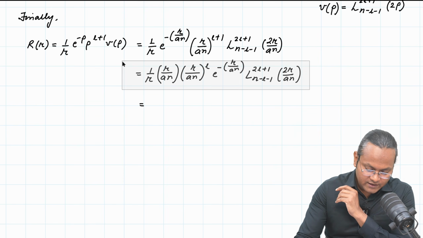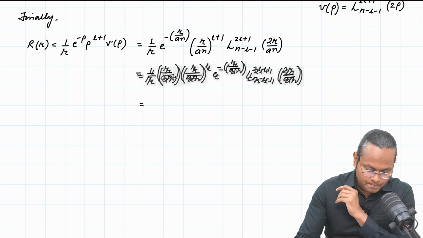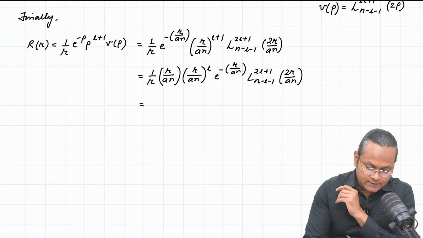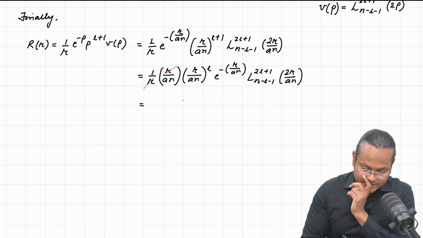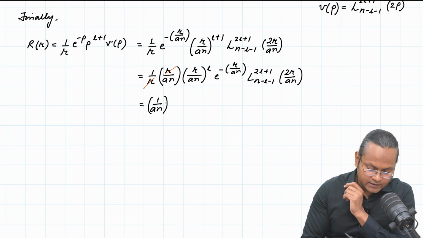So if I simplify this, here r gets cancelled, and what I'm going to do is some substitution here. Let's say that this is 1 upon a_n, and for the sake of a little bit of uniformity, I will include the 1 upon 2 to the power l term here.